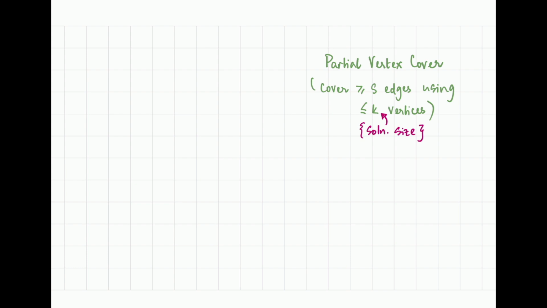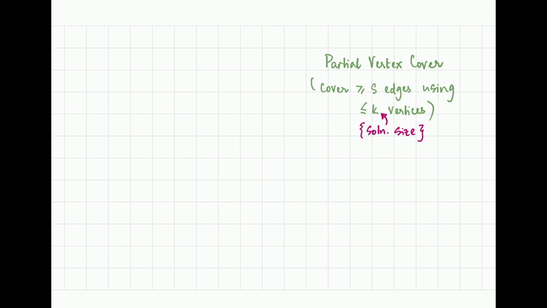If you choose your vertices carefully, you might be able to cover a substantial fraction of the edges in the graph. So the partial vertex cover is a question in this spirit. It says, suppose you have a fixed budget k and you have a target s. Is it possible to cover at least s edges using at most k vertices? Notice that if s is equal to m, then this is the original vertex cover problem. So you could think of partial vertex cover as being a generalization of the vertex cover problem.